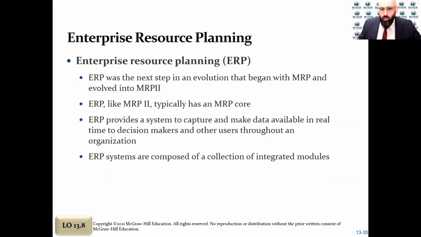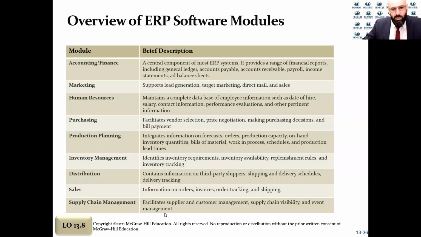ERP systems are composed of a collection of integrated modules. We have different modules for the enterprise ERP, such as a module for finance, a module for marketing, a module for human resources, purchasing, production planning, inventory management, distribution, sales, and supply chain management. We put all these systems together under the bigger system, which is the ERP system, the Enterprise Resource Planning, to have real-time data, and we could update that.